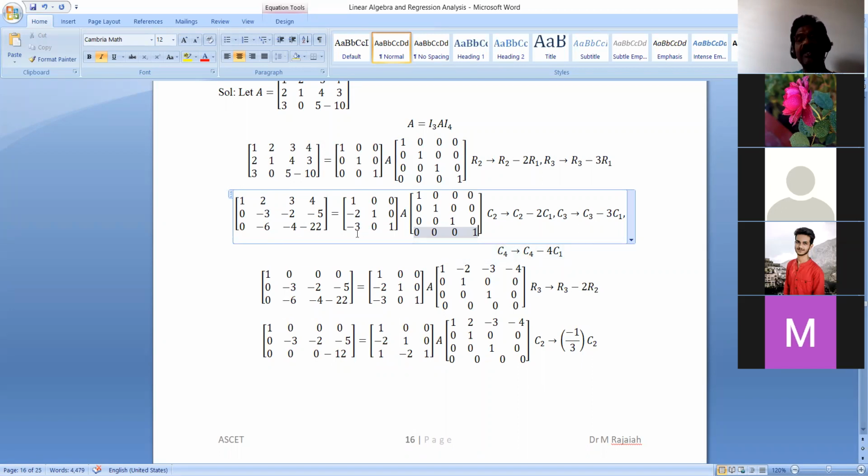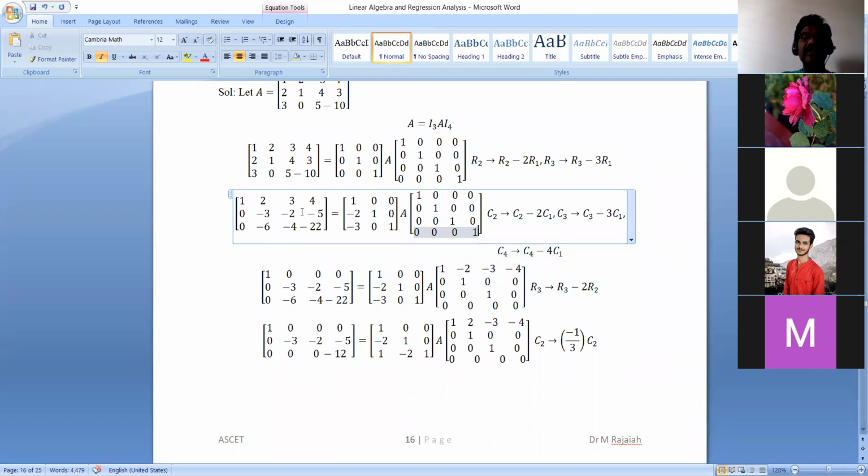So in place of R3 on the pre-multiplier, 0 minus 3 into 1, that is minus 3. 0 1, that is same. 1 minus 0 is 1. Next, A into the post multiplier is the same as the above matrix.